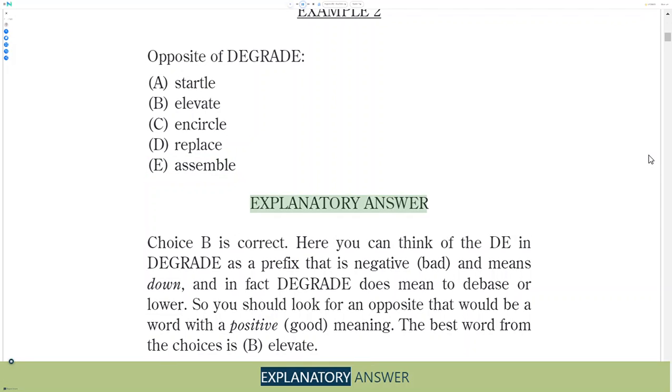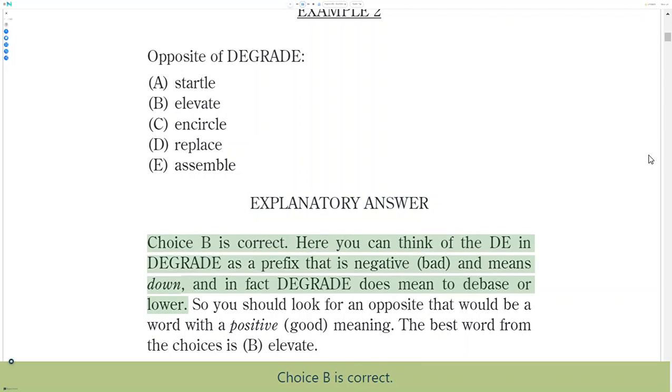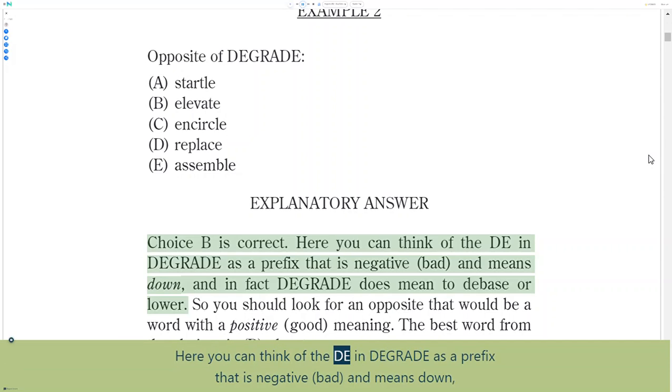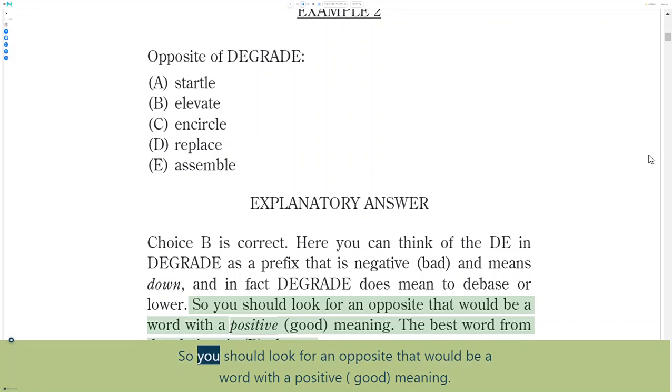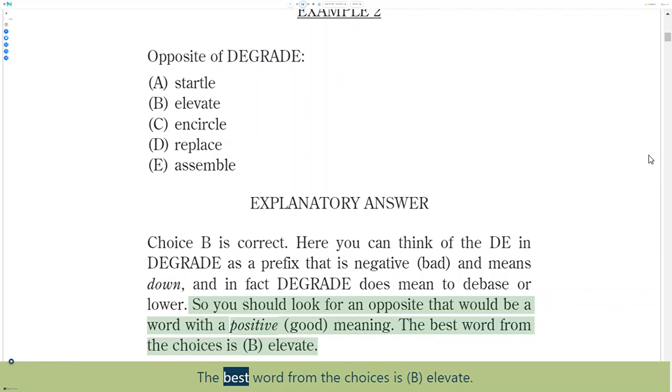Explanatory answer. Choice B is correct. Here you can think of the DE in degrade as a prefix that is negative, bad, and means down, and in fact degrade does mean to debase or lower. So you should look for an opposite that would be a word with a positive, good meaning. The best word from the choices is B. Elevate.